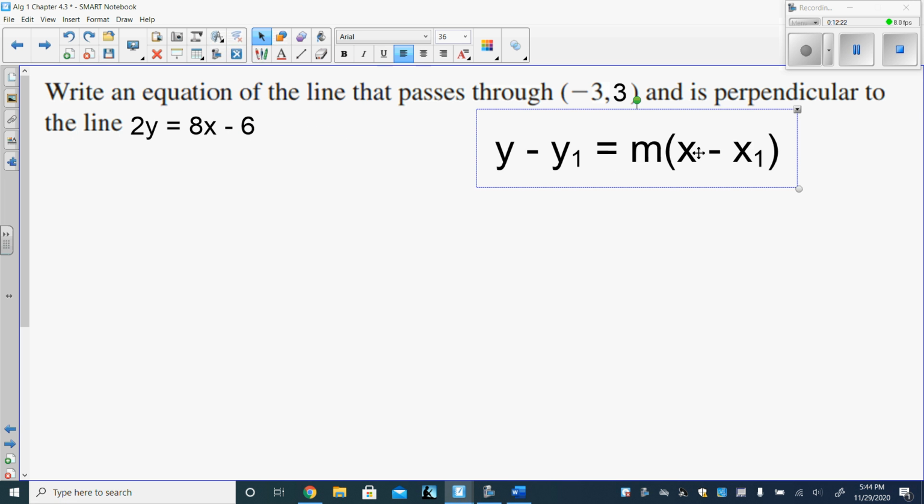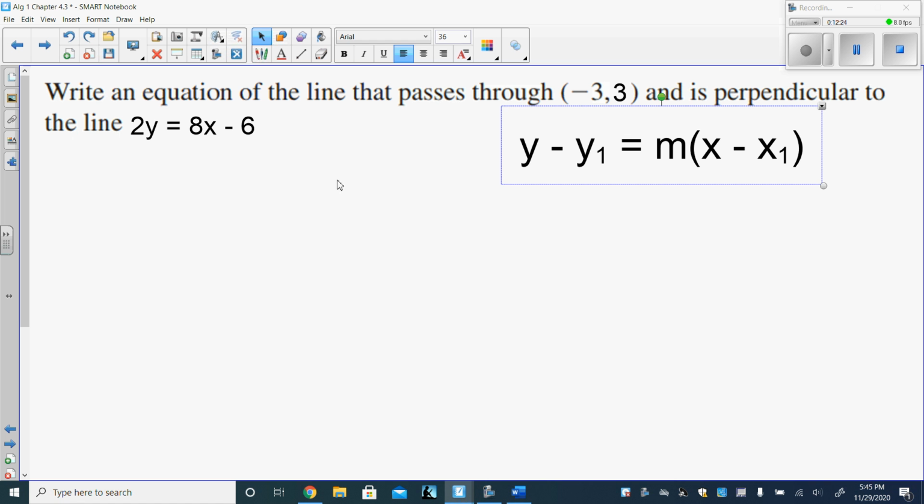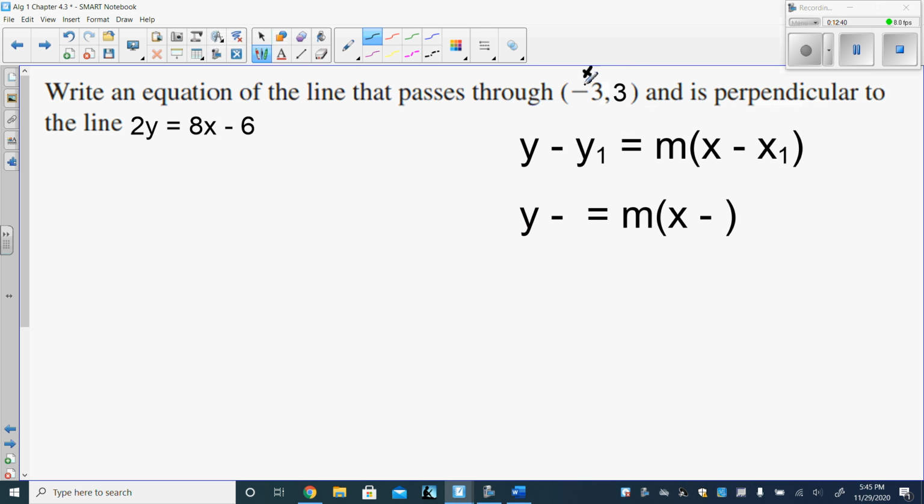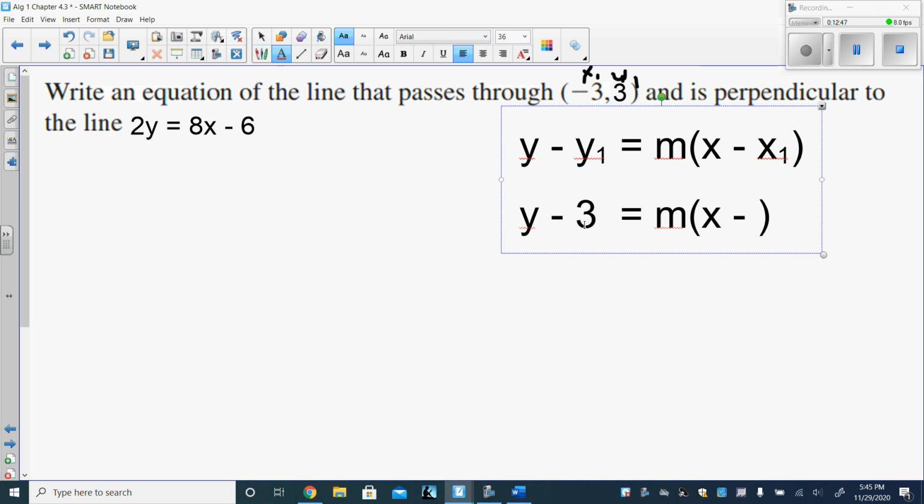So we have our slope point form. Now we just need to find the slope because we already have the point. So if we want, we can go on and type the point in for x1, y1. And again, our x1, y1 is coming from this point here. So our y1 value is going to be 3, and our x1 value is going to be negative 3. That is coming from this point negative 3, comma 3. Now the only thing we're missing is the slope.